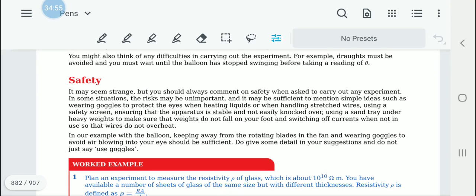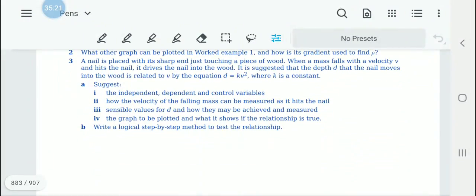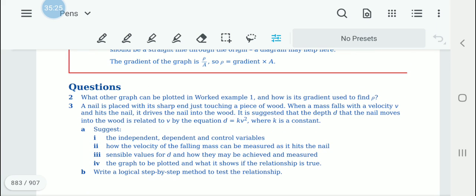Finally, we need to mention the safety precautions we need to take. However absurd or insignificant they may sound, we must write at least 2 precautions we should take. I hope you understood. If you didn't understand, please ask questions, and please do question number 2 and 3 if you understood.